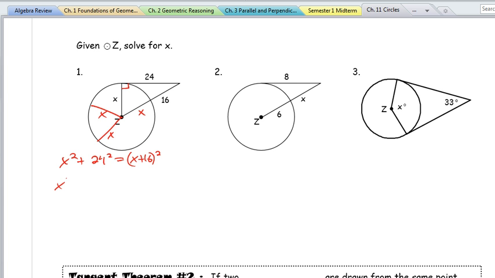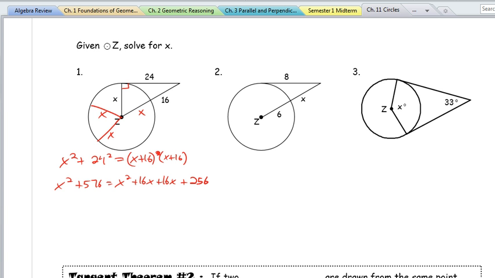So we have x squared plus 24 squared, I believe that is 576. Yes, it is. 576 equals, you have to FOIL that one, so get rid of that 2 and make it x plus 16 times x plus 16. Otherwise you might forget to use your middle term. So x squared plus 16x plus 16x, we're FOILing, plus 16 times 16, which is 256.